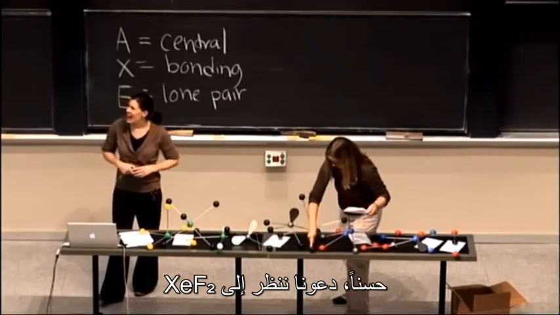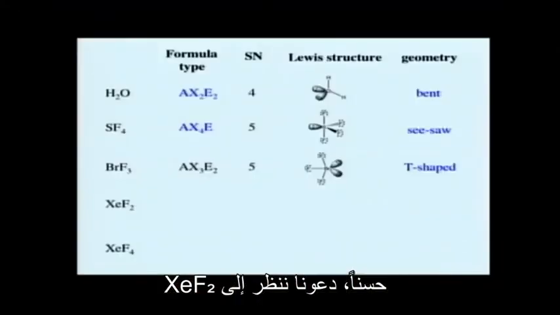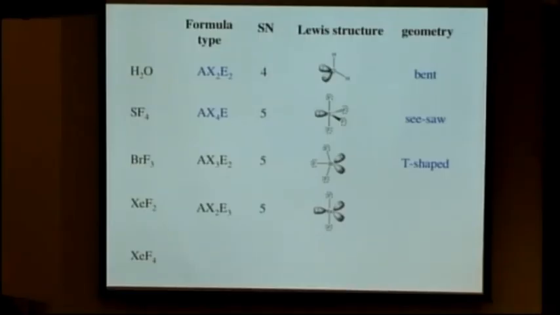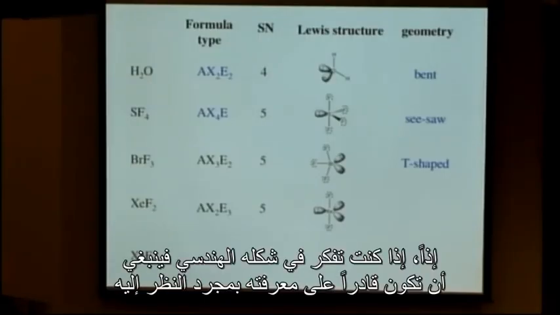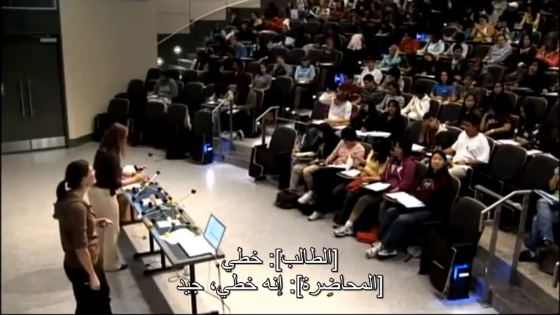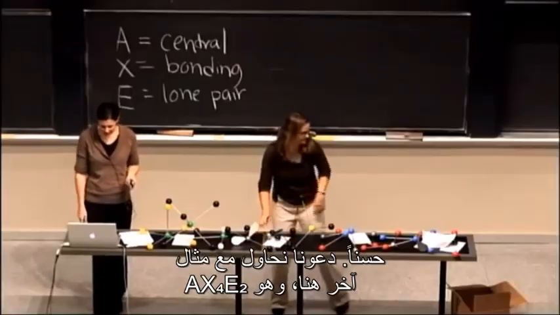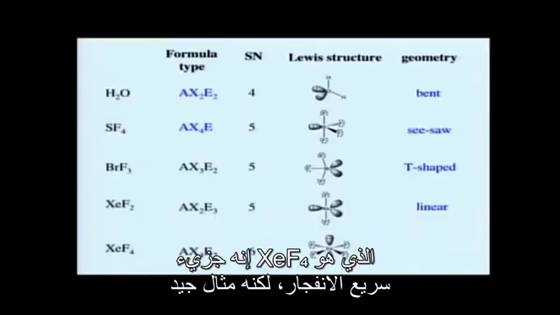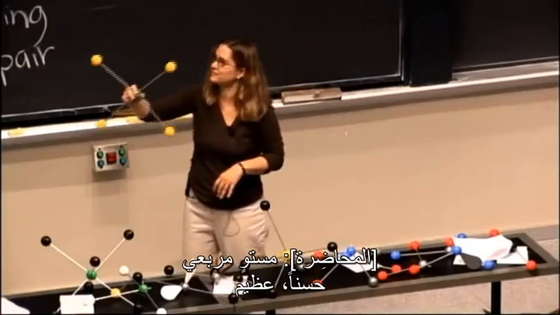All right, so let's look at XeF2. That's going to have a formula type of AX2E3 if we actually look at the Lewis structure here. So if you think about what the geometry is, and you should just be able to look at this and see, what would you say the geometry of XeF2 is? Linear, good. All right, and let's try one more here, which is AX4E2, or XeF4. Very explosive, but a good example. Square planar. All right, great.